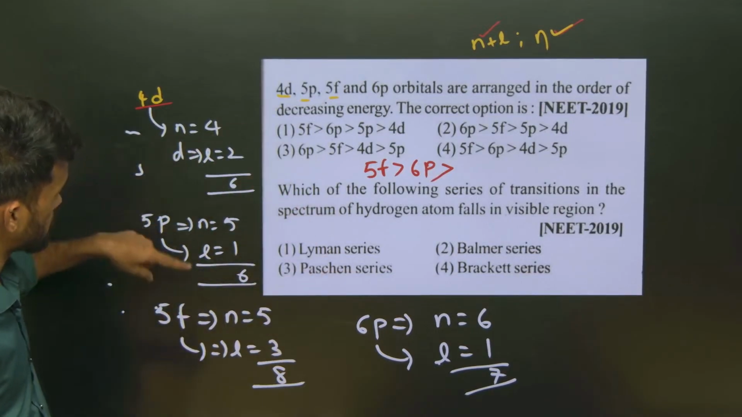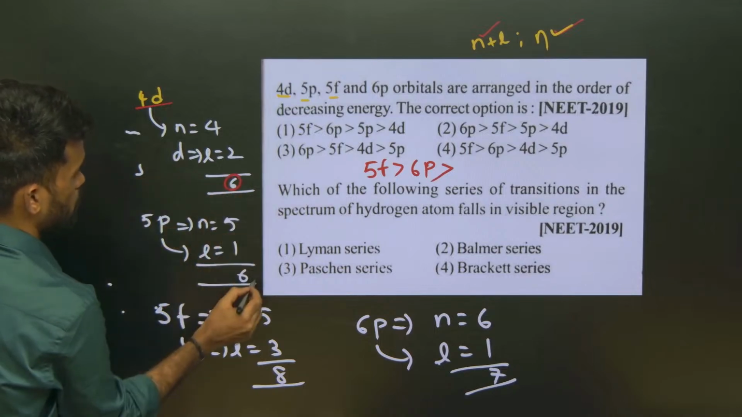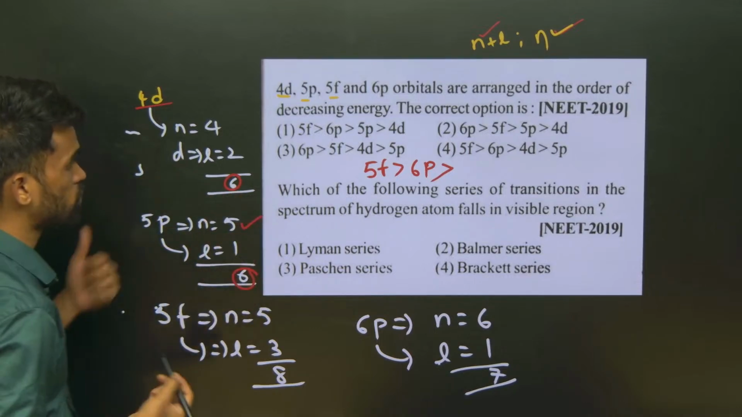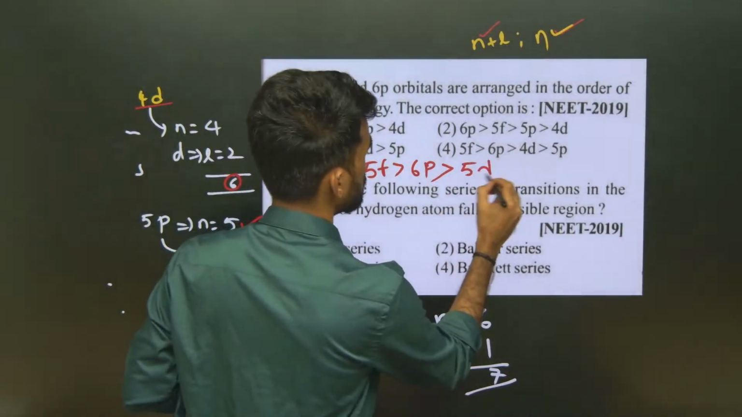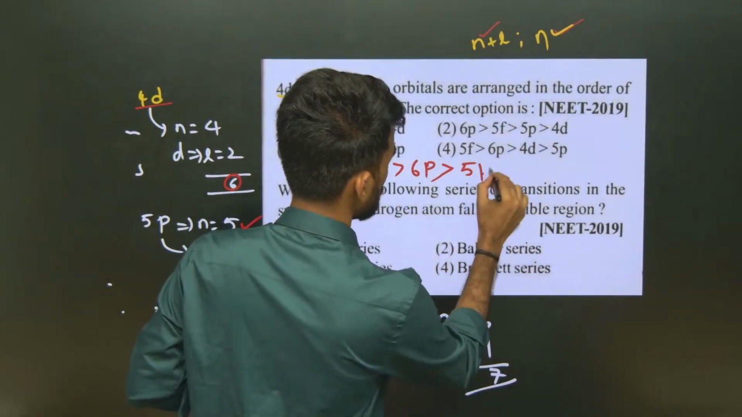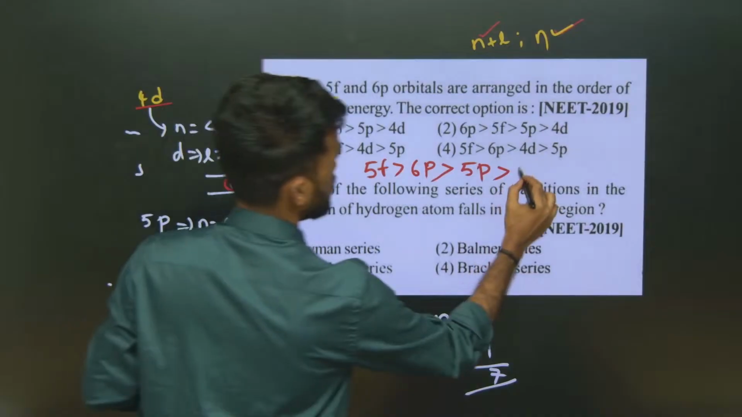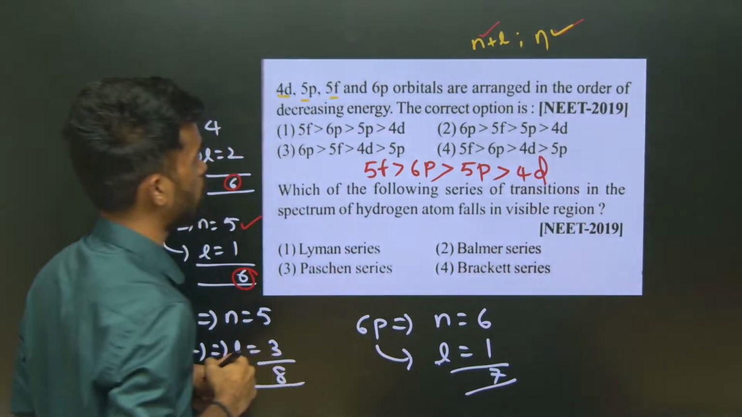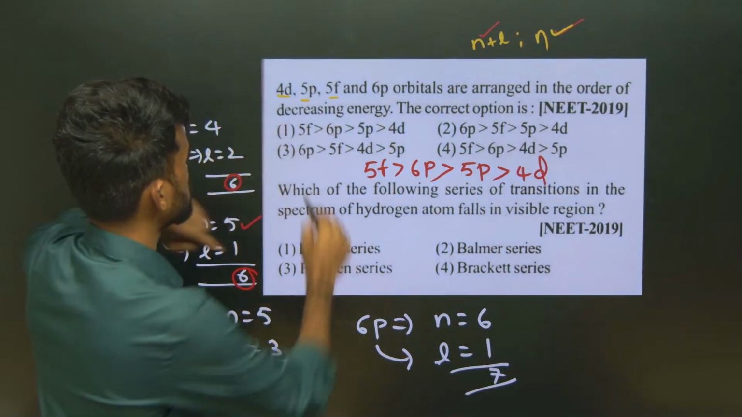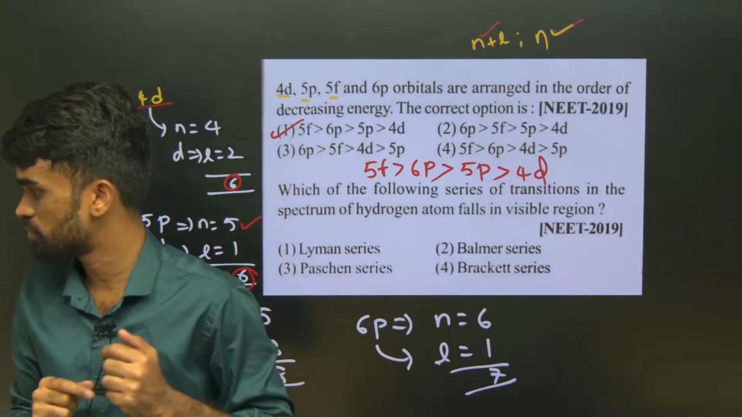Okay, and the next after this, look at these 2 numbers. These 2 numbers sum is same, but greater N value over here. So 5P should be having greater energy. Okay, 5P, then 4D. Okay, based on this, where do we have option 6P, 5P? So first option will be your perfect answer for this question.